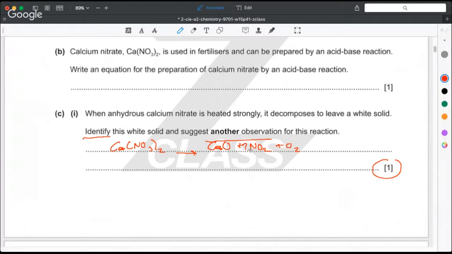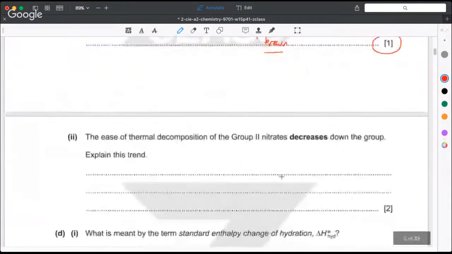Balance all that up. And so they're saying, well, what's the white solid? Well, it's pretty obvious what that is because these other two are gases. So the white solid is calcium oxide. And another observation, well, you can't see oxygen. So that leaves the only observation that's there is to see that we've got the nitrogen dioxide gas, which is brown. All right, so for your two marks, white calcium oxide, brown nitrogen dioxide gas, two marks.